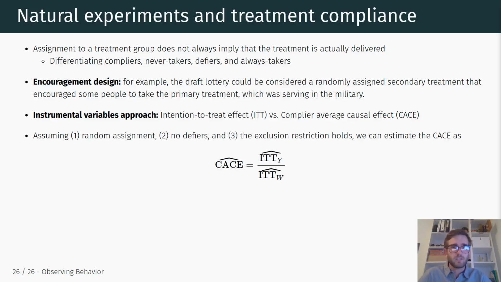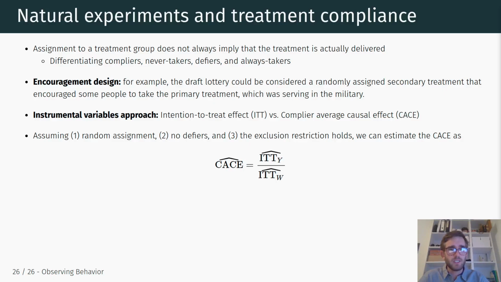And then we have the complier average causal effect, which is ultimately, in our example, the effect of serving in the military versus not serving in the military among respondents who complied with the treatment assignment. Okay.